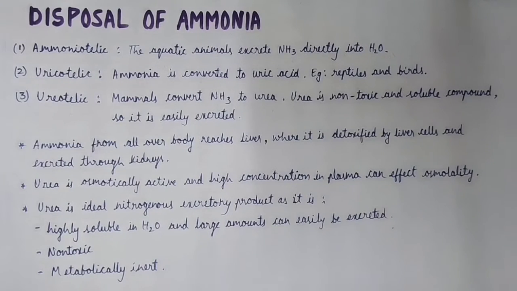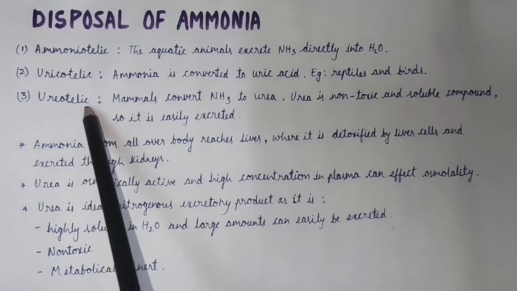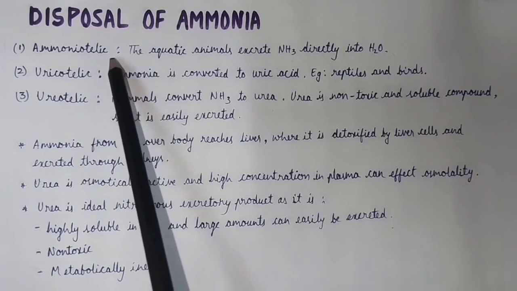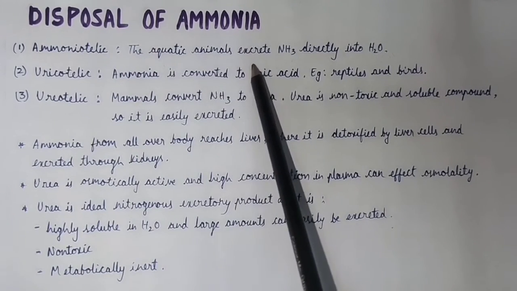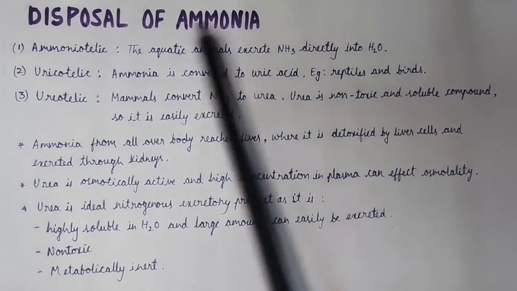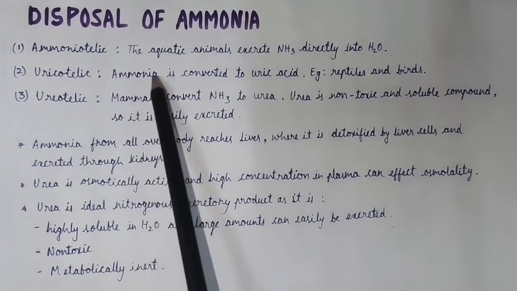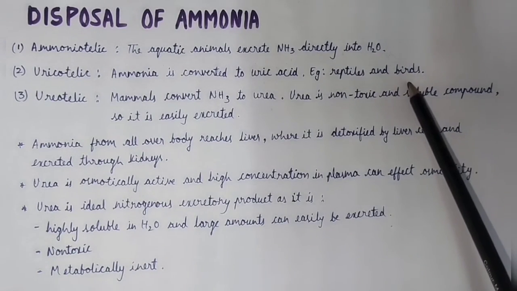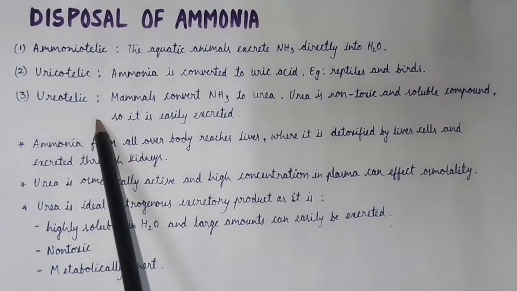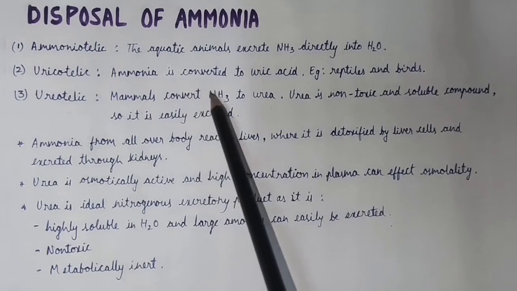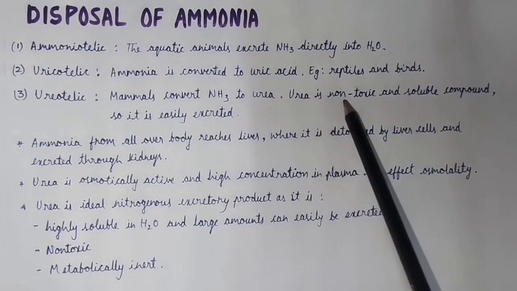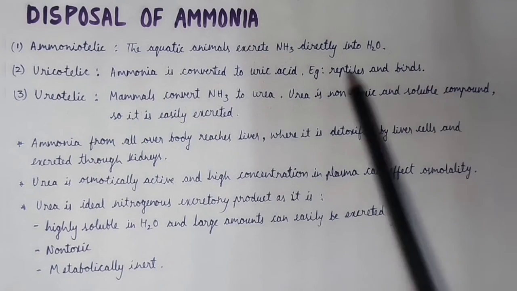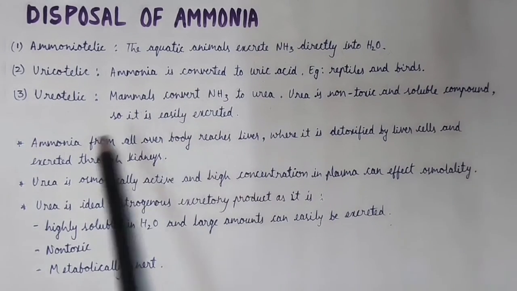Disposal of ammonia. Based on the type of nitrogenous waste excreted, organisms are classified into three types. Aminotelic, in which aquatic animals excrete ammonia directly into water. Uricotelic, in which ammonia is converted into uric acid and then excreted, as in reptiles and birds. Ureotelic organisms, such as mammals, convert ammonia to urea, and urea is a non-toxic and soluble compound, so it is easily excreted.